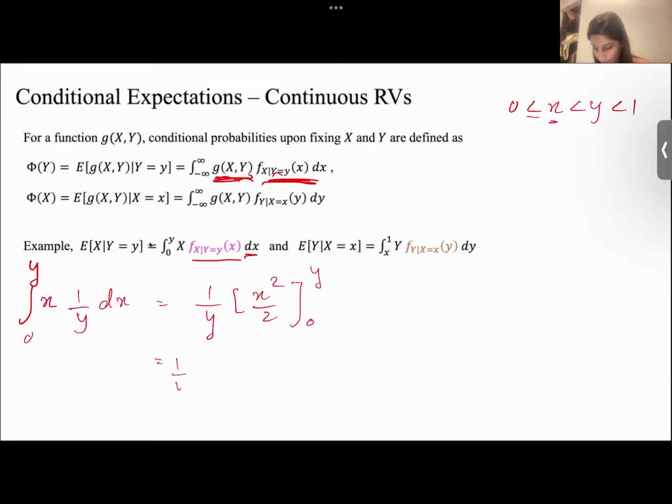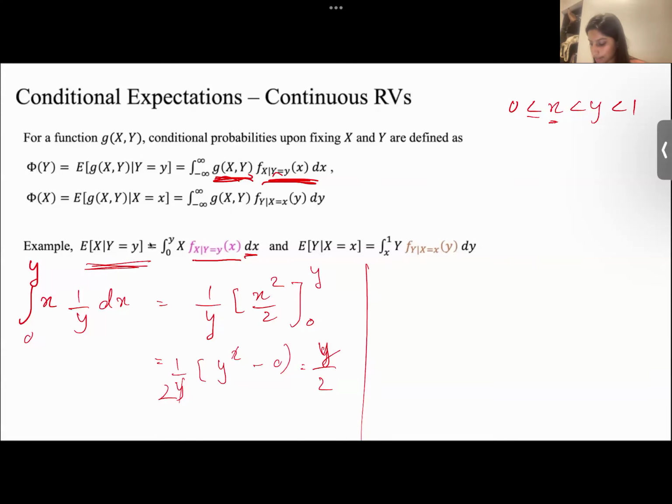You still have 1 by y square. You bring this 2 outside, right? 1 by 2y, and you have y square minus 0. So basically y gets cancelled, you have y by 2. So this is your conditional expectation of x given y, which is equal to y by 2.